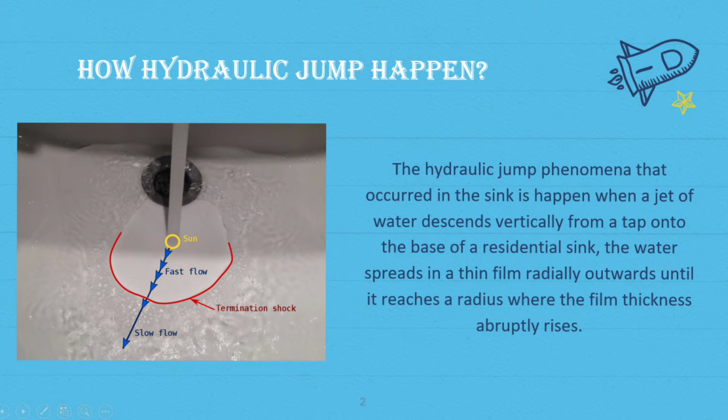So, how does hydraulic jump happen? The hydraulic jump phenomenon that occurs in the sink happens when a jet of water descends vertically from a tap onto the base of the residential sink. The water spreads in a thin film radially outwards until it reaches a radius where the film thickness varies, and the fact that the speed of the water wave varies with the wavelength and with the amplitude leads to a wide variety of effects.